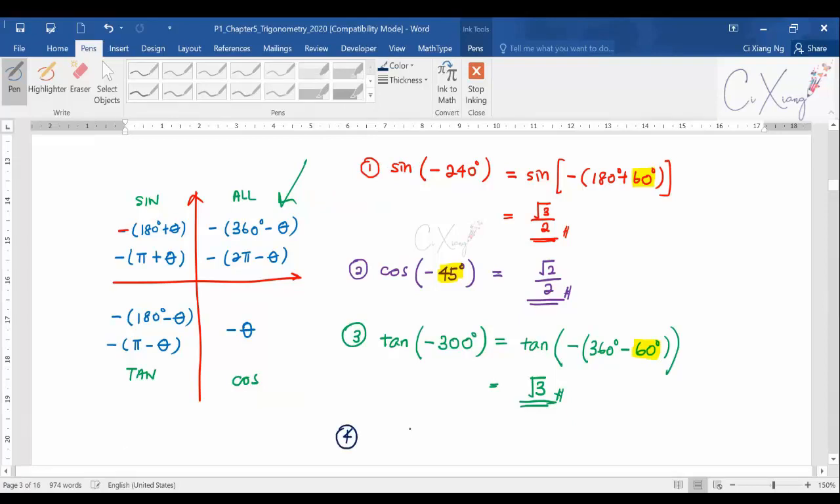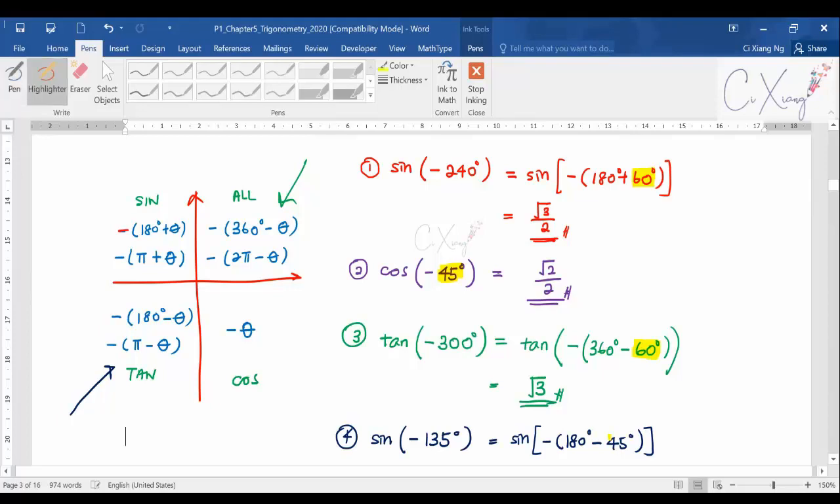Let's try another. Let's say I want you to find out the value for sine negative 135. How do we get the value for sine negative 135? Again, this is the quadrant, right? For negative 135, when you rewrite your angle again, follow the pattern. It should be negative 180 minus 45, then you will get negative 135.